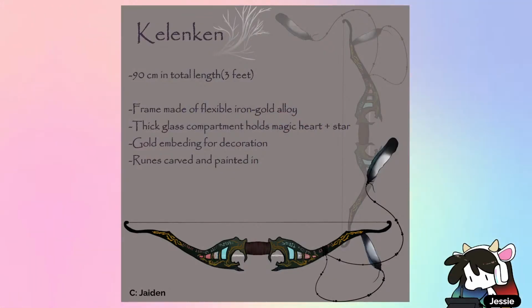This one is by Jaden in the Discord. They submitted a couple of things. I like this bow and arrow more. Really cool design. I love that you have the details of what this thing can do. It's approximately 3 feet. Frame made of flexible iron gold alloy. Thick glass compartment holds magic heart and a star. Gold embedding for decoration, runes carved and painted in. I think that this is a really fun design. I'm always a big fan of weird bow and arrows, because they have such little surface area to work with, so if you can make that surface area into something interesting, big fan of that. But alright.